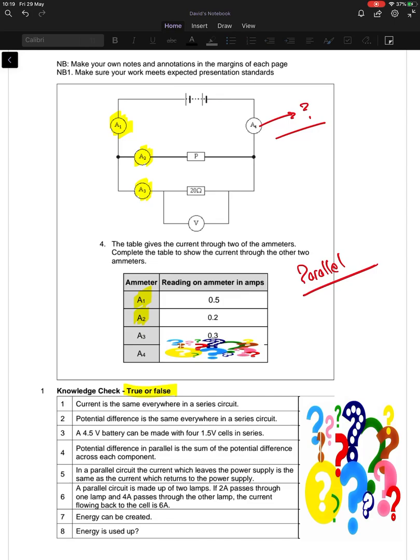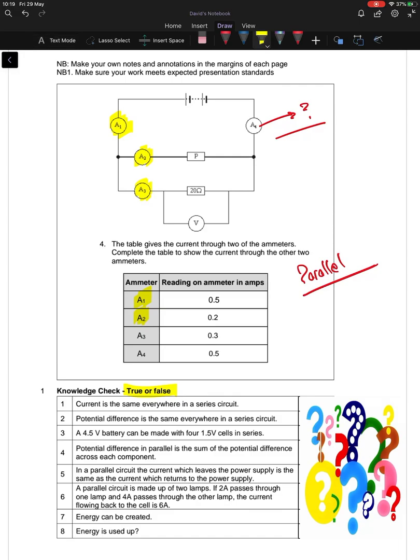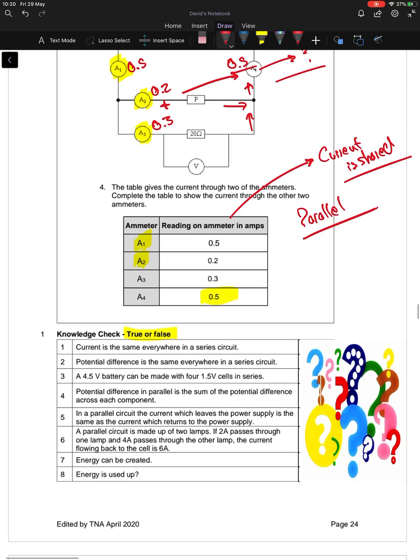Right, good. So, if we look at this first, what did you get for your answer for ammeter 4? Did you get 0.5? Now, this is parallel. So, what do we know about current? Current is shared. So we'd have 0.5 here, 0.2 here, 0.3 here. If you add those together, when they come back and rejoin, you end up with 0.5. So that's why it's 0.5.